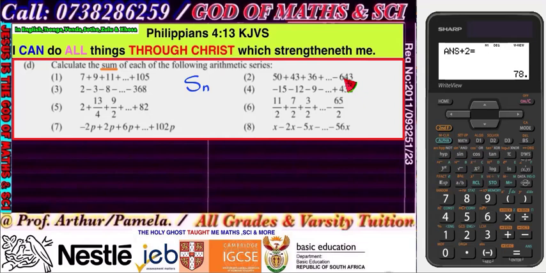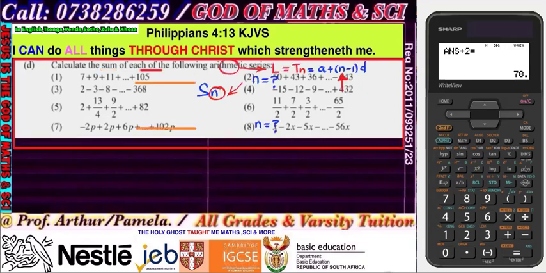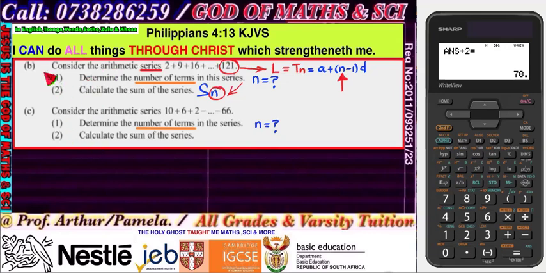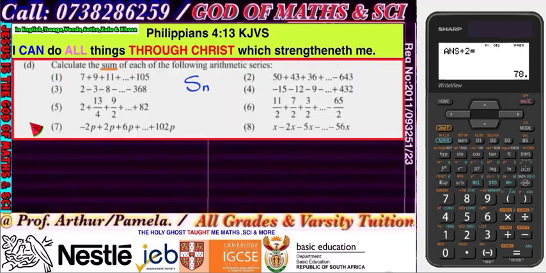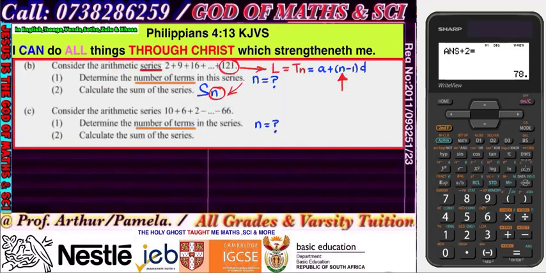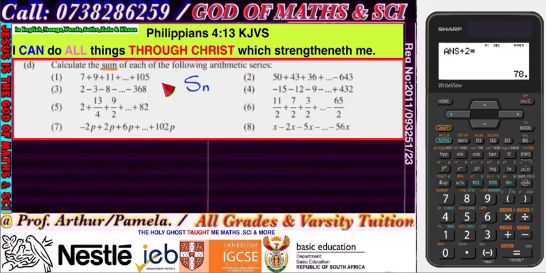Number 2 is minus 643. It's exactly the same as this. So B, C, and D are exactly the same, but they just ask you to calculate the sum here. But you can't do the sum without knowing the sum of how many terms, without knowing the n. In the previous, they help you to find n first, then find the sum. So same thing here, find n first, and then find the sum. That's all. Exactly the same.